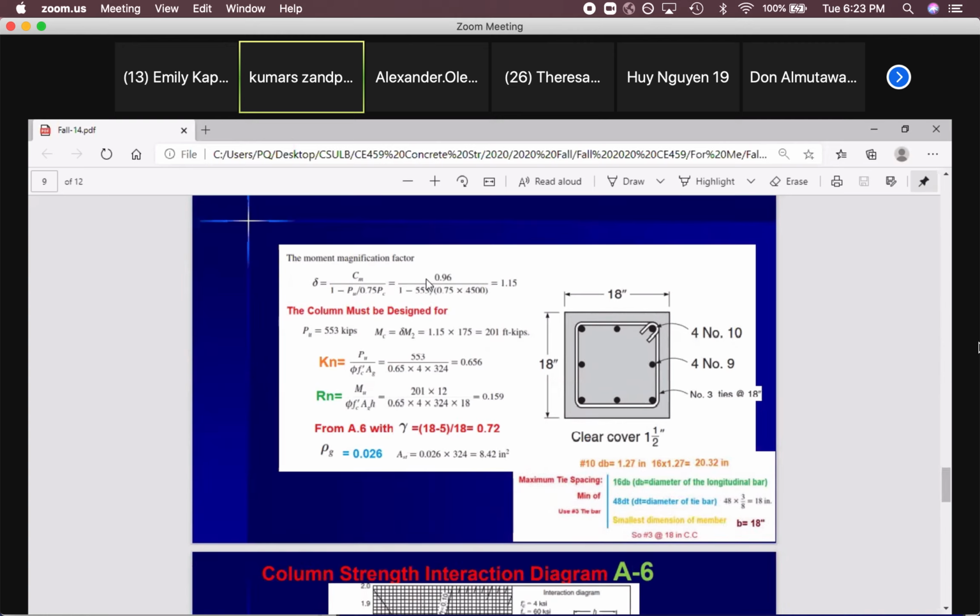For this delta, you calculated CM before, 0.696. PU, that's the load on the column, 553. 0.75 PC that we calculated, 1.15. So your delta must be greater than or equal to 1. Delta cannot be less than 1. It must be greater than or equal to 1. So it means that with the same PU, just increase your maximum moment with this delta. Multiply this, and because of that, we call that magnifier factor.